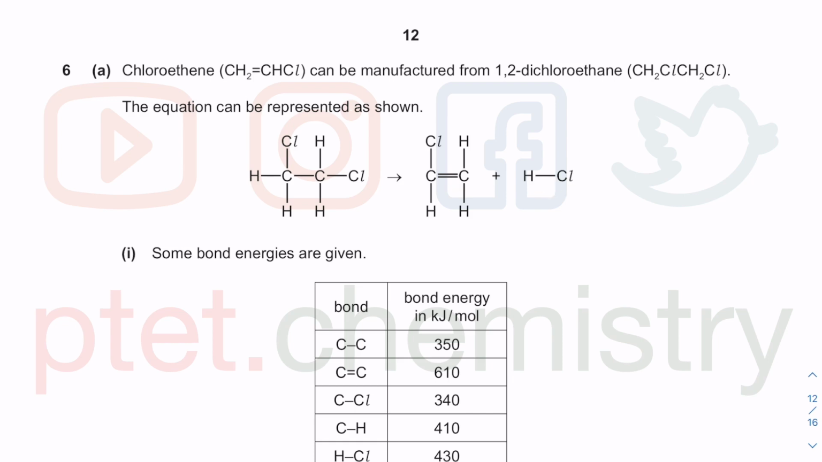This seems to be the opposite of addition, because when you do addition, you have two things added together to give you one product. So this is the opposite of addition. This is actually what you call elimination. Eliminate means you kick out the HCl from here, and therefore you are going to get this particular chloroethene.